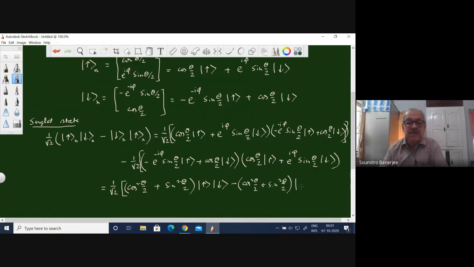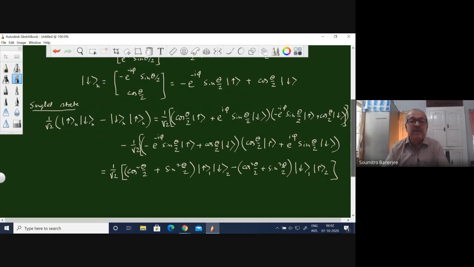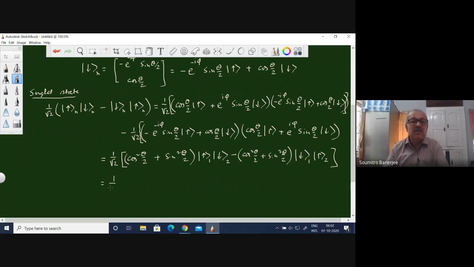Again, this one is down, up, down. So this is down 1, up 2. It's better to write it that way. And this actually is 1. Therefore, we get a very simple result. It is just 1 by root 2, up, down, minus down, up, which is in the z direction.